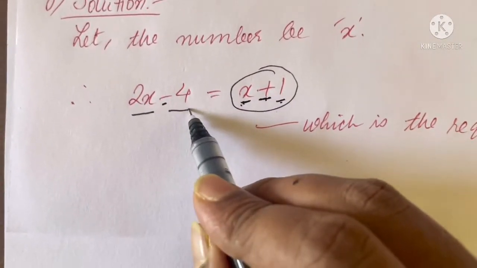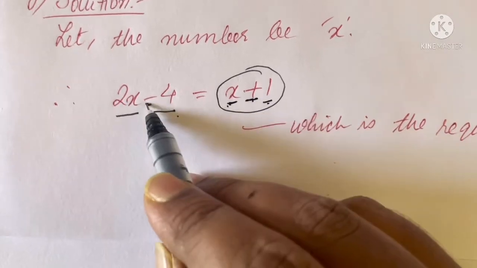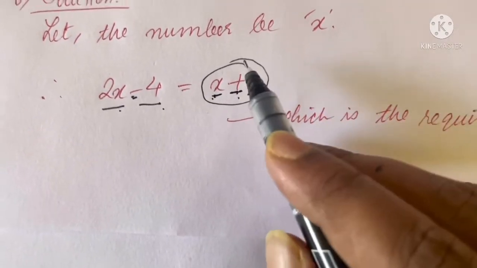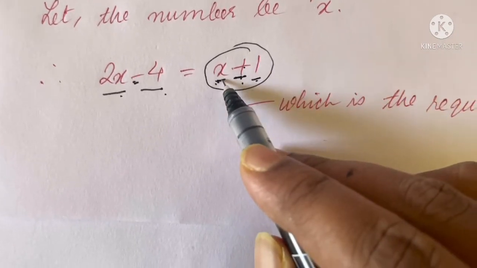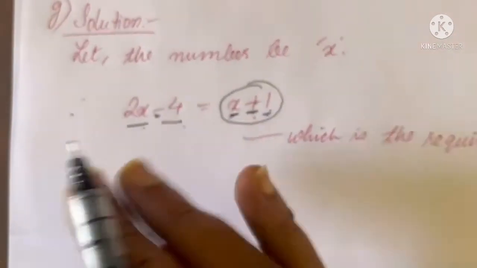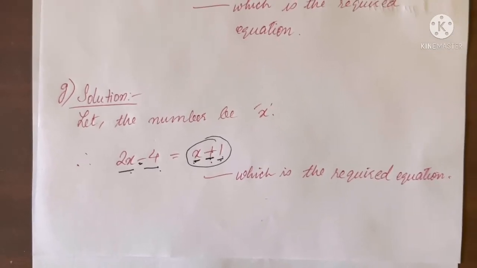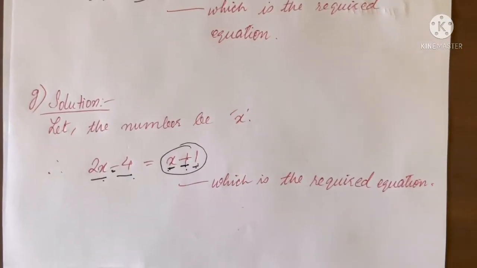When 4 is subtracted from twice the number, the result will exceed the number by 1. So go word by word through the sentence. The statement will be given, and if you go word by word, you can understand how to form the equation. Okay, now let us move on to our next question.